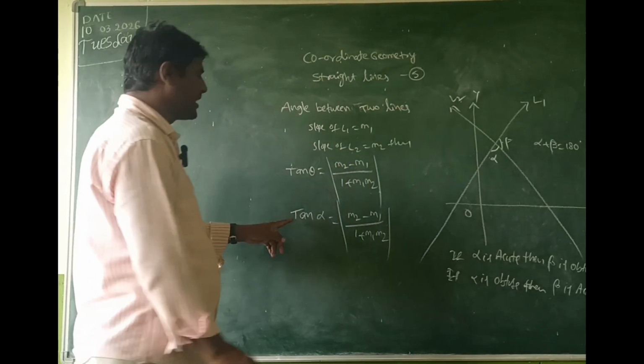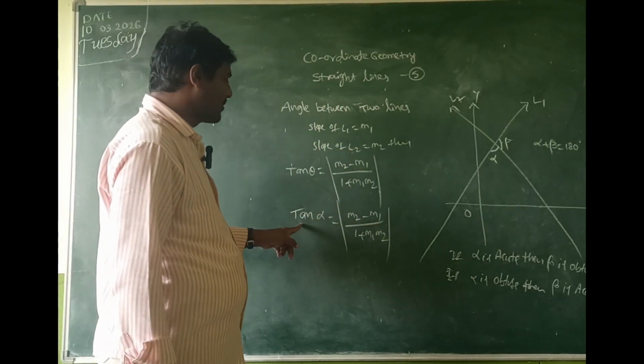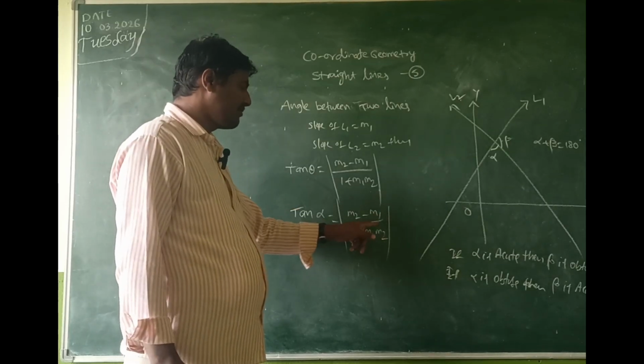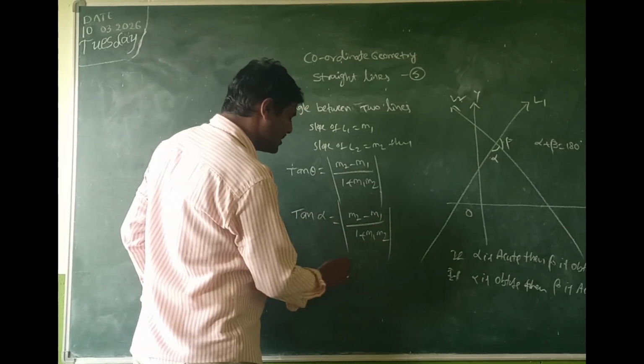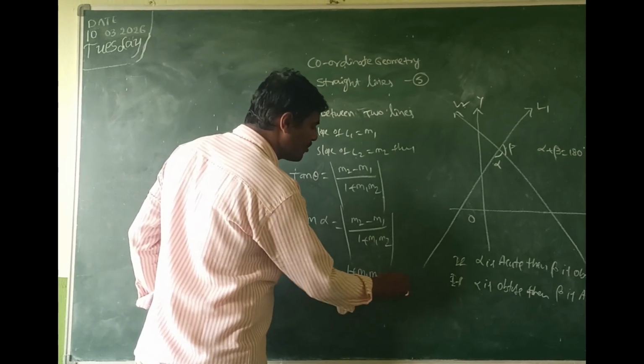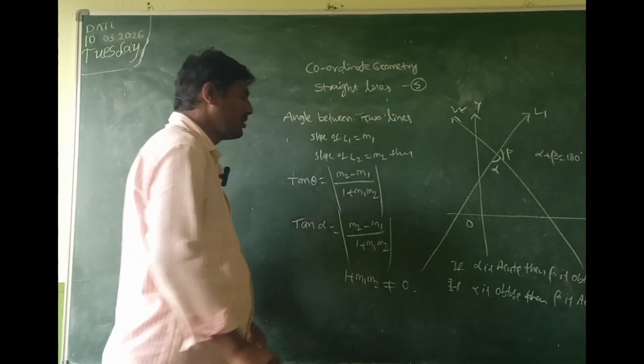This is the angle between two lines L1 and L2: tan alpha equal to modulus of (m2 minus m1) by (1 plus m1 m2). Here the condition is 1 plus m1 m2 is not equal to 0.